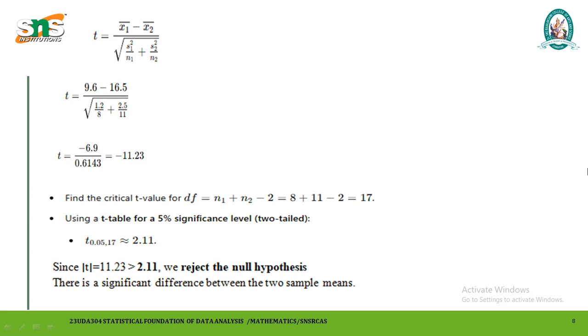By comparing both values, that is the calculated value as well as the table value, our calculated value, 11.23, is greater than 2.11. Therefore we reject the null hypothesis. There is a significant difference between the two sample means.